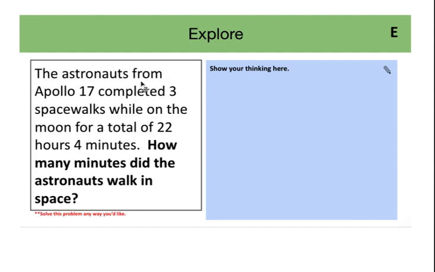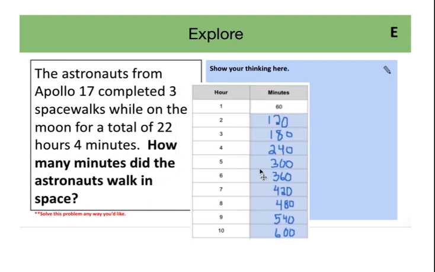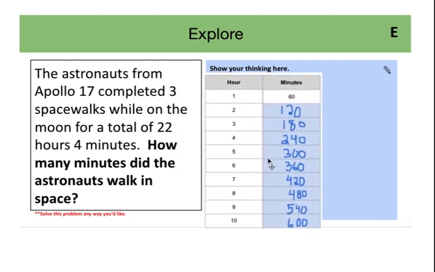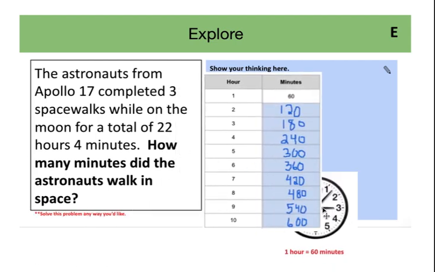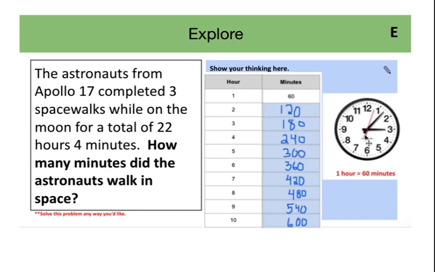Okay, so the astronauts from Apollo 17 completed 3 spacewalks while on the moon for a total of 22 hours, 4 minutes. How many minutes did the astronauts walk in space? Is that the one you did? Okay, so good job predicting that question. Now I'm going to put some of the tables that we came up with before up here on this slide so that maybe they can assist you in your thinking for this problem.